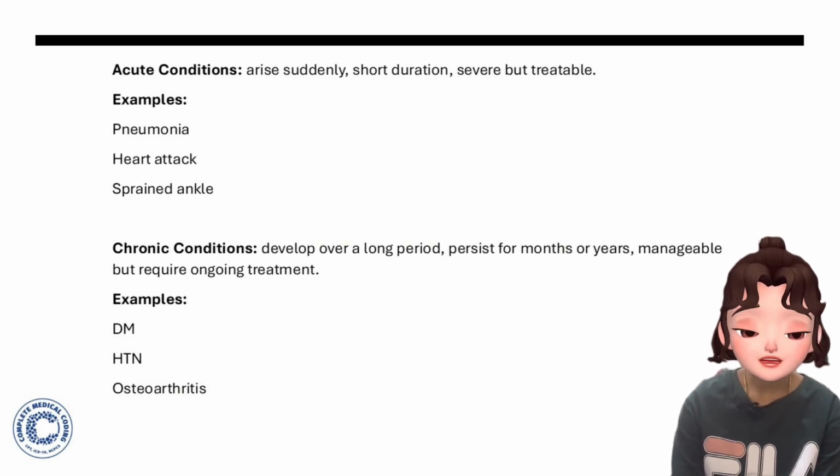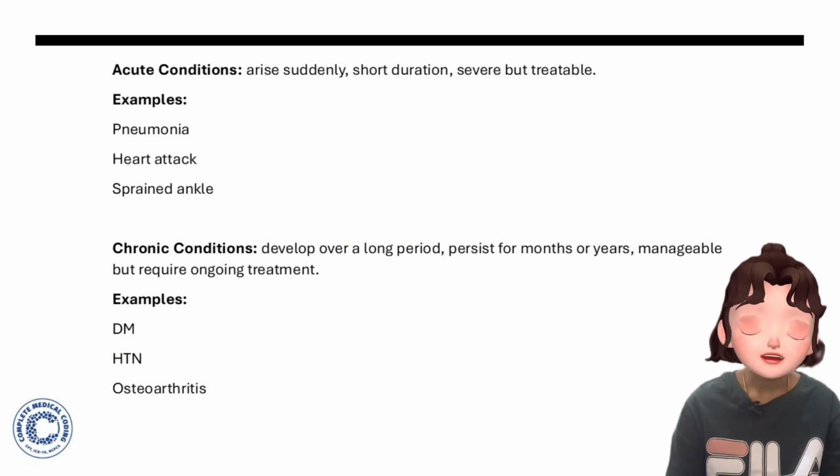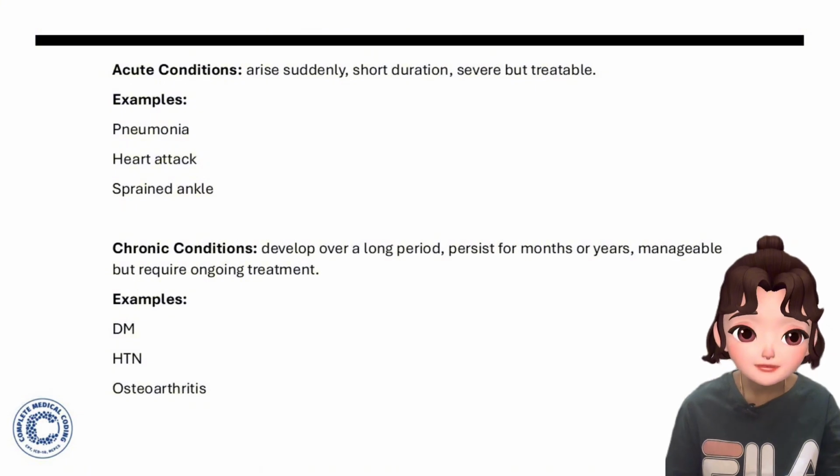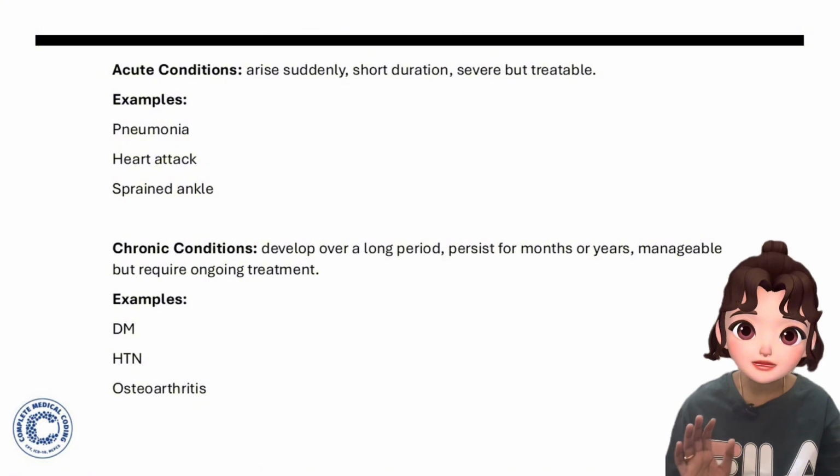Now, what are chronic conditions? What do you mean by chronic conditions? Chronic conditions develop over a long period. They persist for months or years. They are manageable but require ongoing treatment. So, chronic conditions do not develop suddenly. They develop over a long period of time, like months or years. It can be months or it can be years. Chronic conditions are also manageable, but they require proper ongoing, continuous treatment.